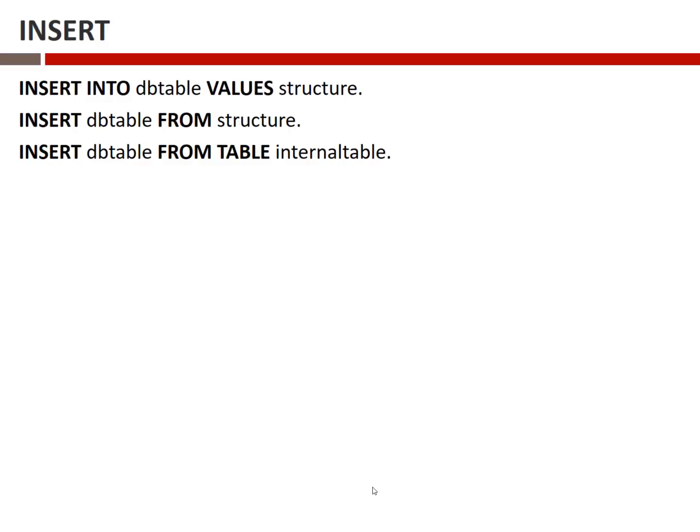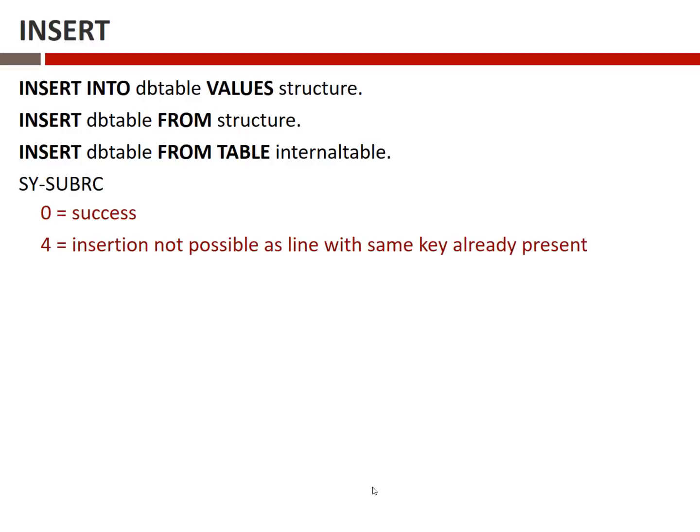Now, my program right now is very, very bad because I neglected to do a critical thing, which is to check to see if the data did what I wanted it to do. And I do that by checking SY-SUBRC. If it's equal to 0, I know it was successful. If it's a return value of 4, which is the most common error I might see, that means insertion is not possible, as what I'm asking it to put in violates the key.